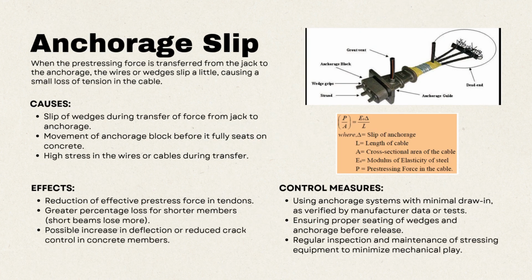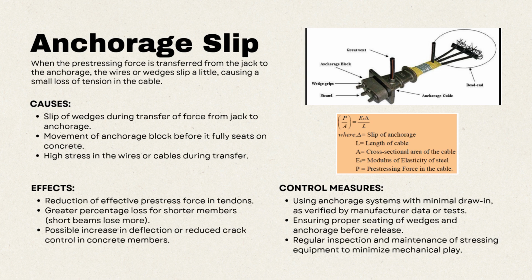Anchorage slip is when the pre-stressing force is transferred from the jack to the anchorage. The wires or wedges slip a little, causing a small loss of tension in the cable. Causes are slips of wedges during transfer of force from jack to anchorage, movement of anchorage block before it fully sits on concrete, and high stress in the wires of cables during transfer. Effects of anchorage slip are reduction of effective pre-stress force in tendons, greater percentage loss for shorter members, and possible increase in deflection or reduced crack control in concrete members.